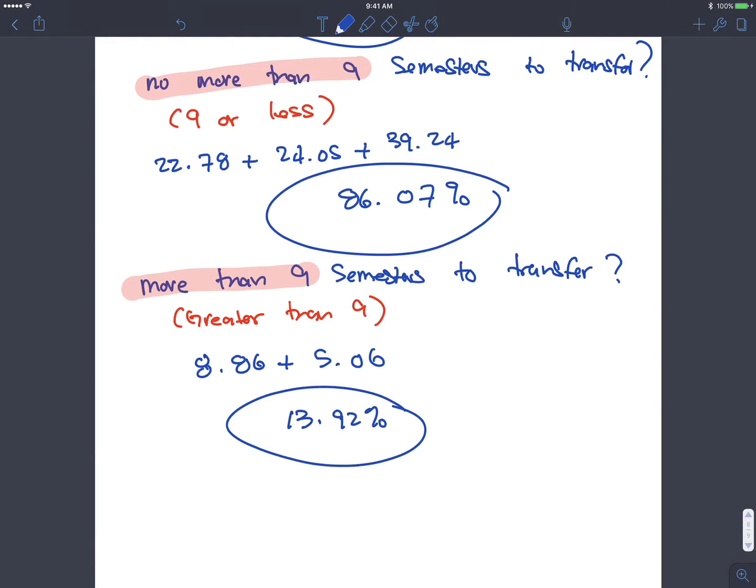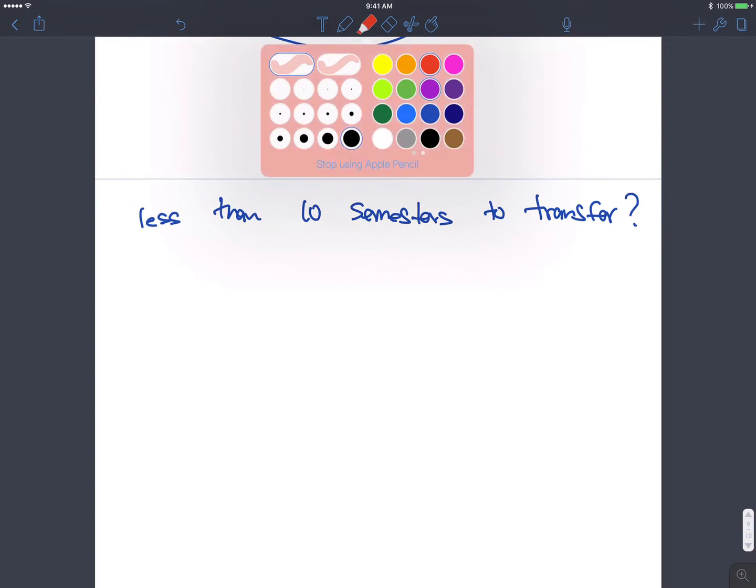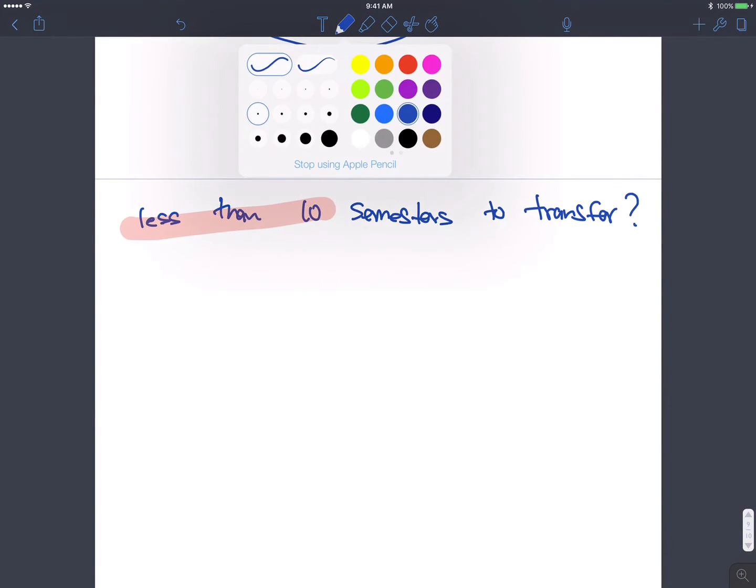Less than 10 semesters. All right, let's see what that looks like. Less than 10 semesters to transfer. Let's just leave it at that. Let's be neat. Less than 10 semesters to transfer. Less than 10 again means, the key here, means smaller than 10.